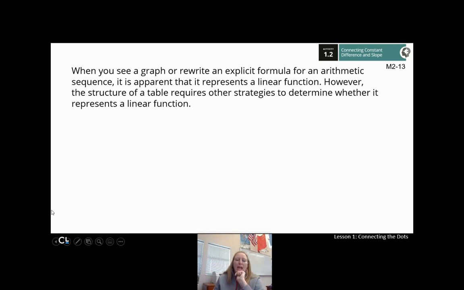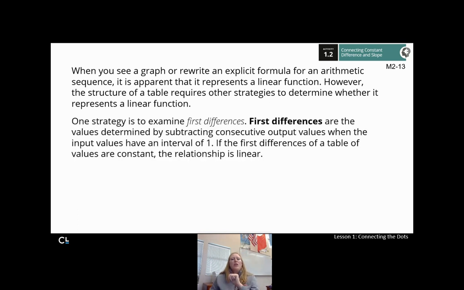So one strategy is to examine what we call first differences. First differences are the values determined by subtracting consecutive output values when the input values have an interval of 1. So that sounded complicated, but let me explain. If your input values, your x values, are just counting by 1, 1, 1, 1, 1, 1, 1, 1, then you can just look at the difference between two consecutive output values, two consecutive y values.